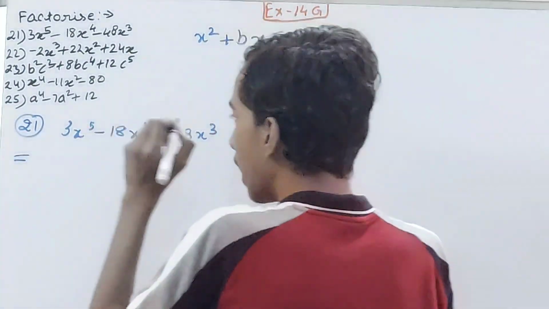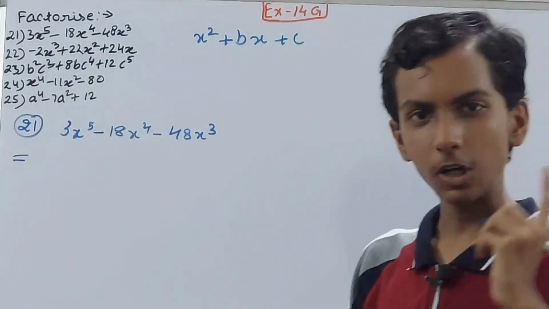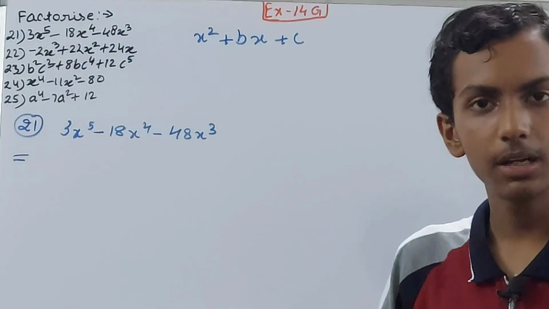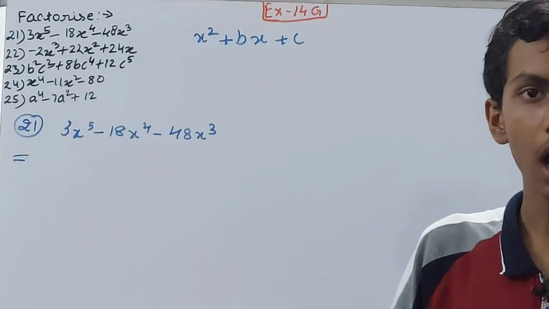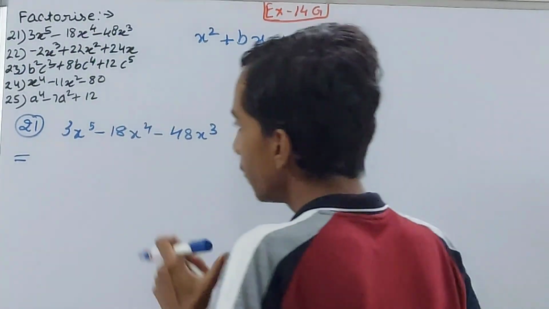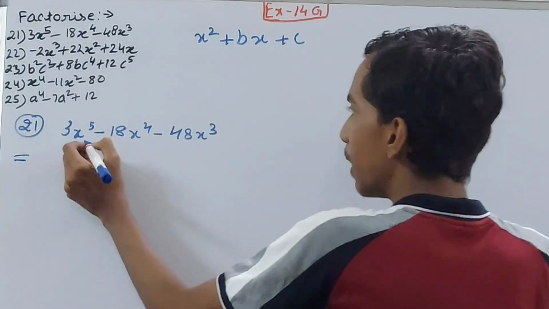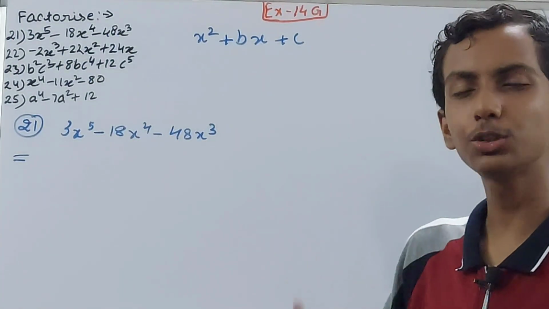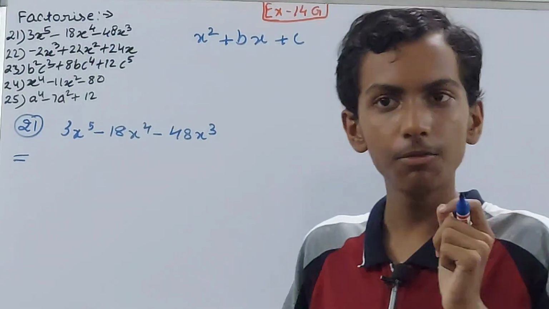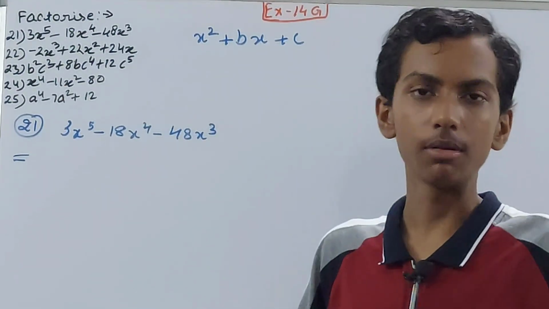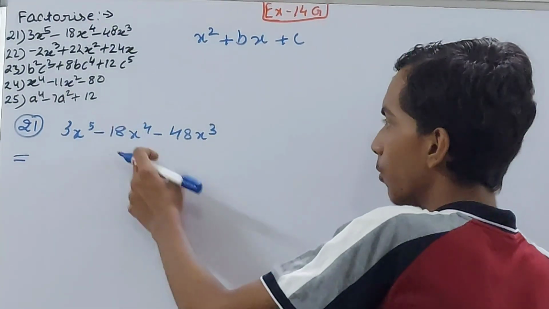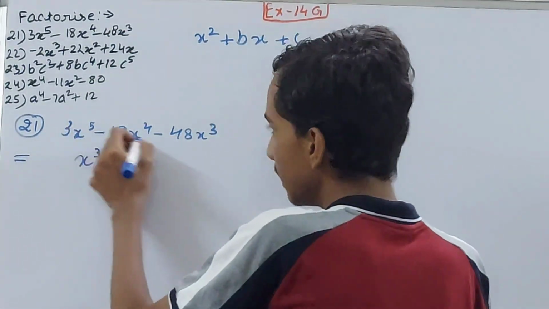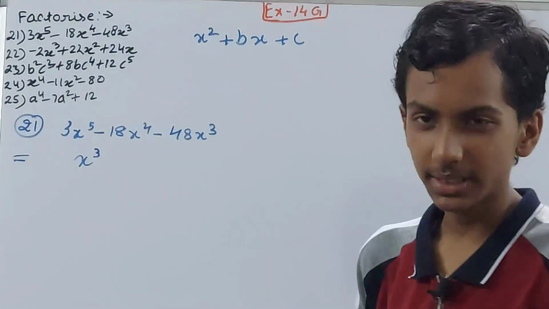We have to take common factors from all the three terms, then we will come to our standard form. Let's see. First we will look at the variables x to power 5, x to power 4 and x cube, that is x to power 3. I told you before also, always choose the variable with the smaller power as your common factor. So 5, 4, 3, which is the smallest? 3. So you will take x cube as common.